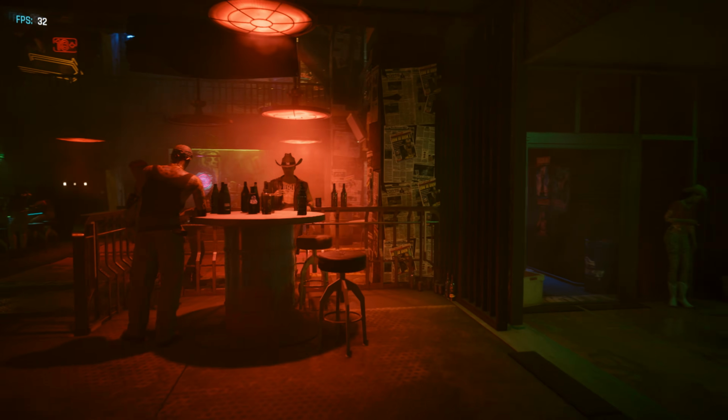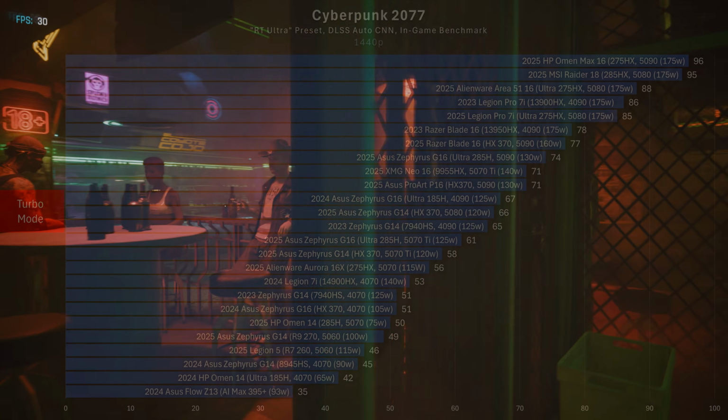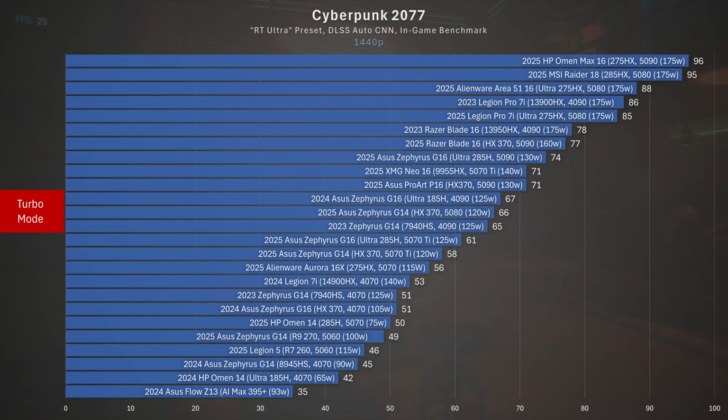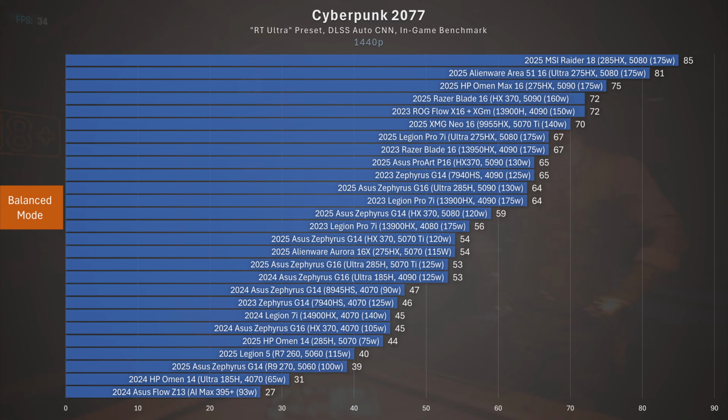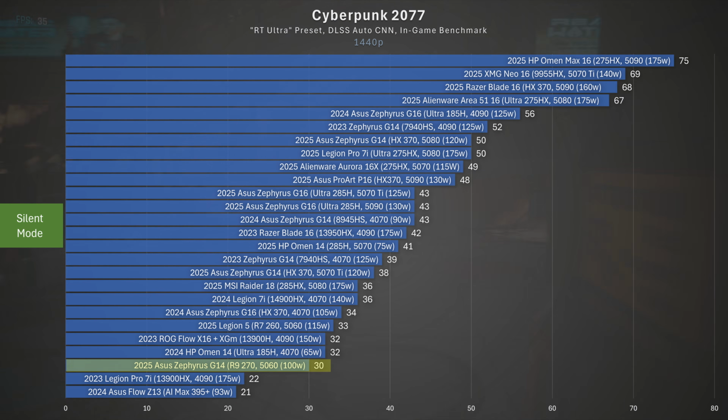Cyberpunk, I like to explore a lot of different presets just because it can offer so much variety into how your GPU and CPU are performing at basically different stress levels. At the Ray Tracing Ultra preset, we're hitting 66 FPS on the 5080, 61 FPS on the 5070 Ti, and 49 FPS on the 5060, which honestly isn't terrible. This actually puts it above the RTX 4070 G14. And if we're in balance mode, that drops down to 39 FPS versus 59 on the 5080, or if we're in silent mode, it drops down to 30 FPS on the 5060, 50 FPS on the 5080.